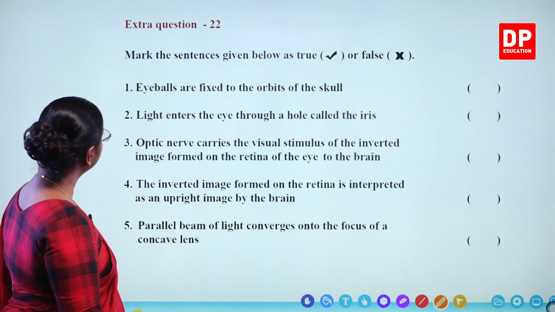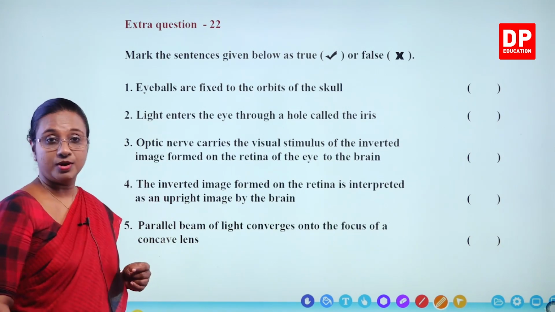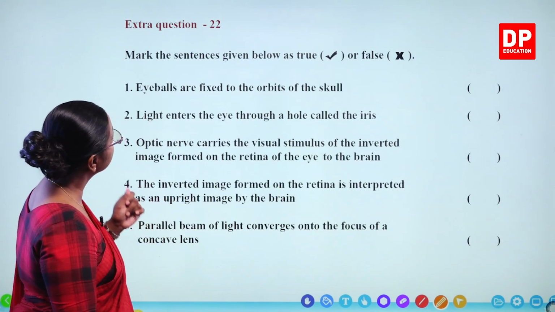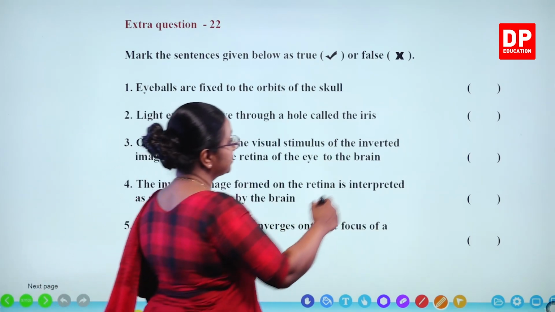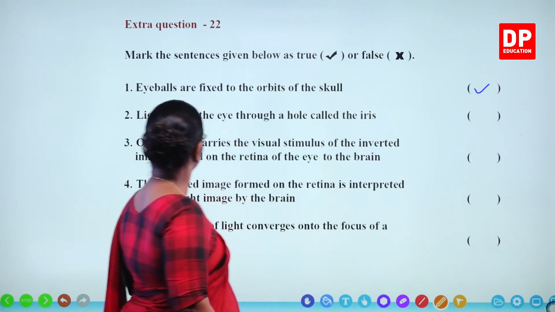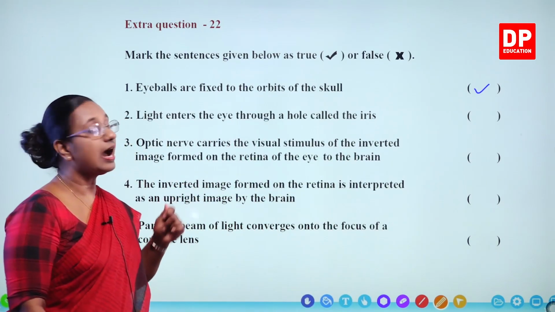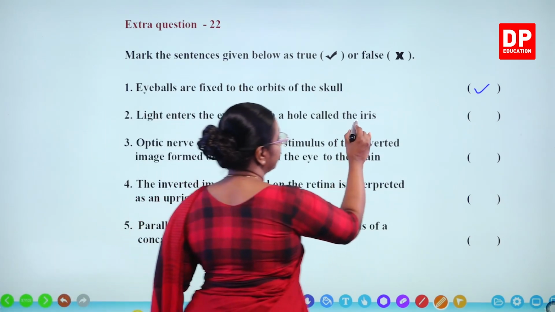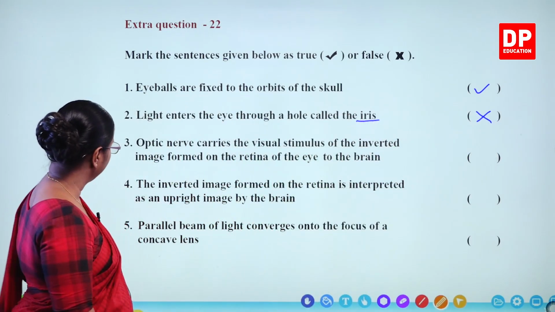Extra question 22. Mark the sentences given below as true or false. Eyeballs are fixed to the orbits of the skull. That is correct. The eyeballs are fixed to the orbits of the skull. That statement is true. Light enters the eye through a hole called iris. Is it the iris? No, it is the pupil. So this part is wrong. It should have been the pupil.